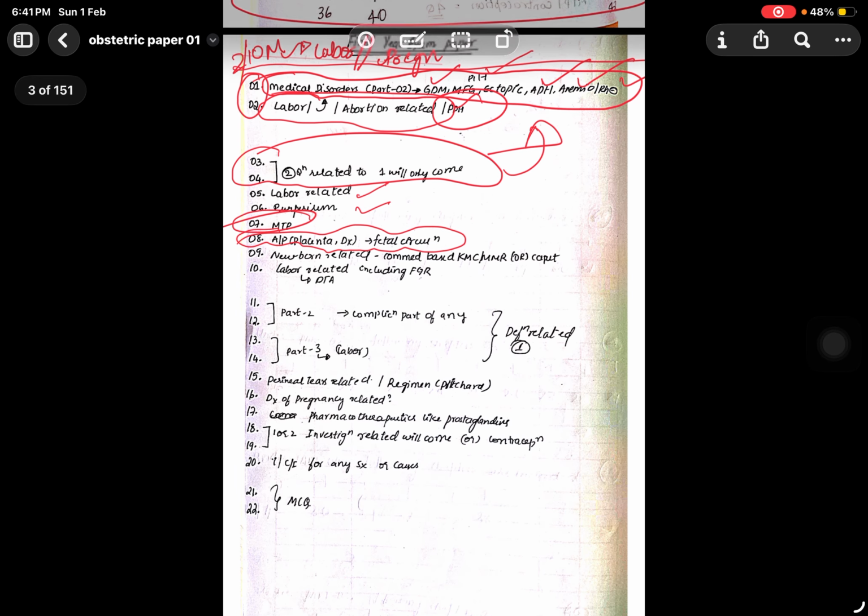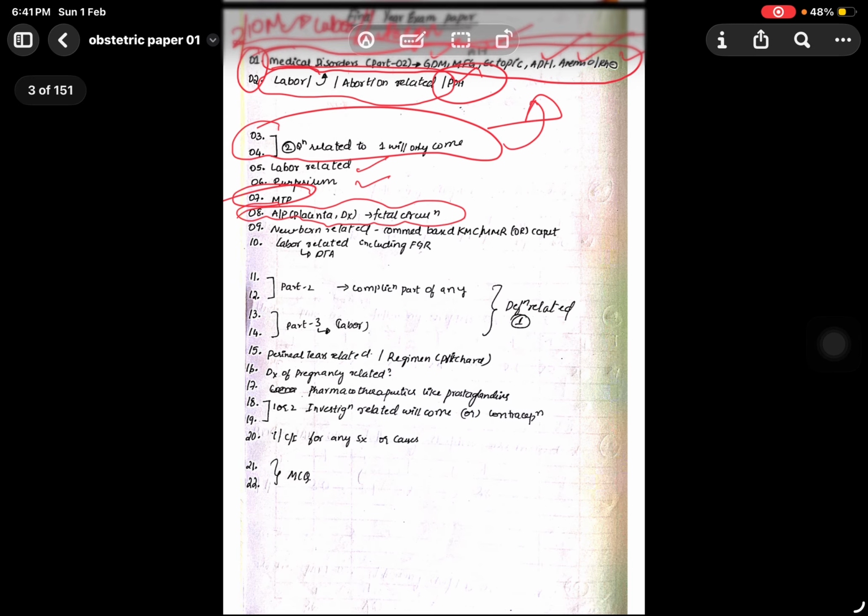Then one question related to community medicine will definitely come, or community medicine or neonatology. You might get KMC or maternal mortality rate or something related to that. And one more question related to your deep transverse arrest. Here you might get questions like indications, partogram, something like that, but here you will get a question proper. So 11 and 12, now coming to 3 marker.